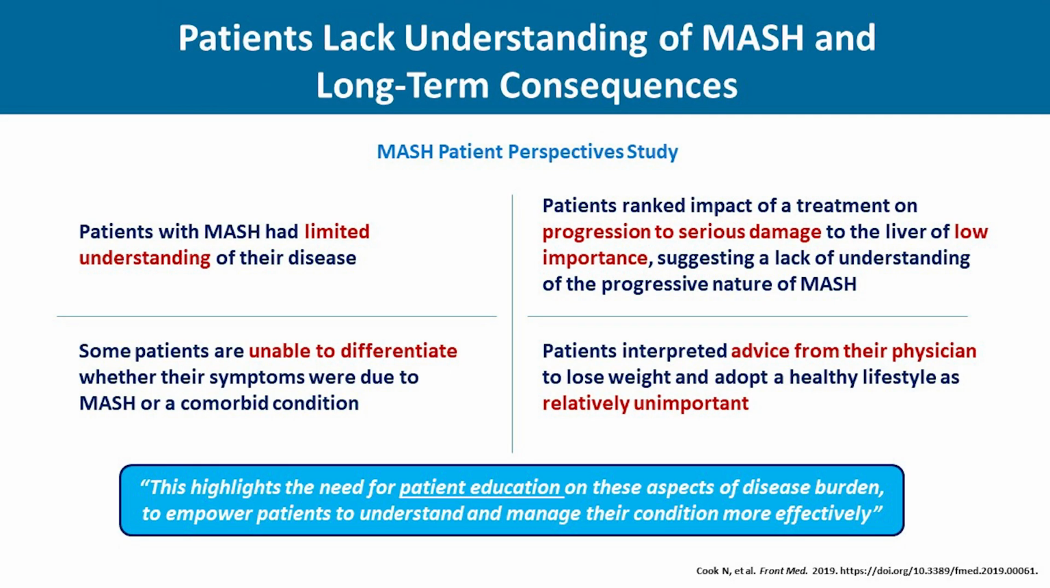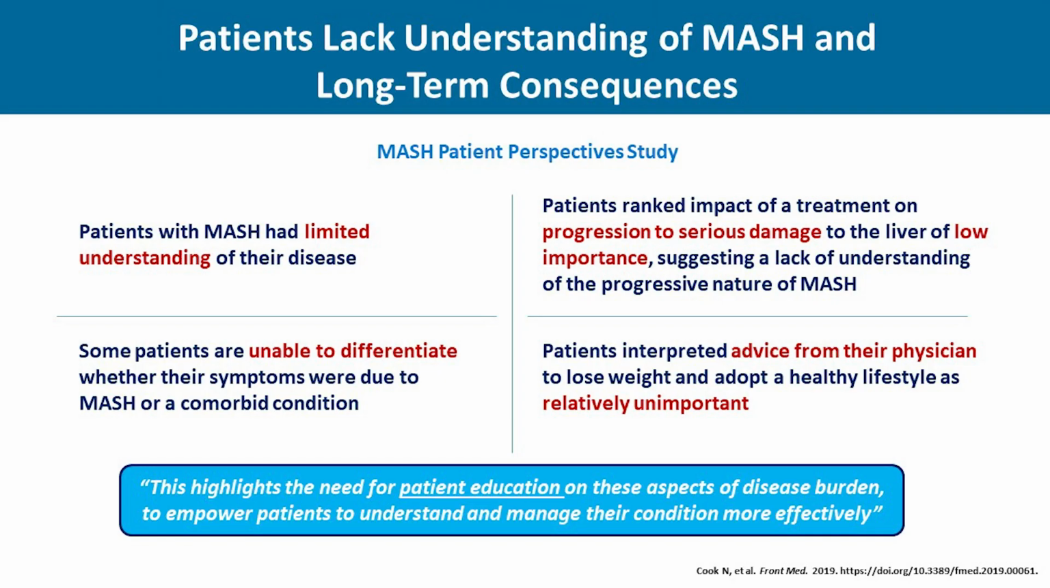And this is the survey on patients. And so many patients had limited understanding of what MASH means, and I don't blame them. Doctors have very limited understanding. If we cannot teach you, how are you expected to know? So patients rank impact of a treatment on progression to serious damage to the liver of low importance, suggesting a lack of understanding of the progressive nature of MASH. So they thought it was something static.